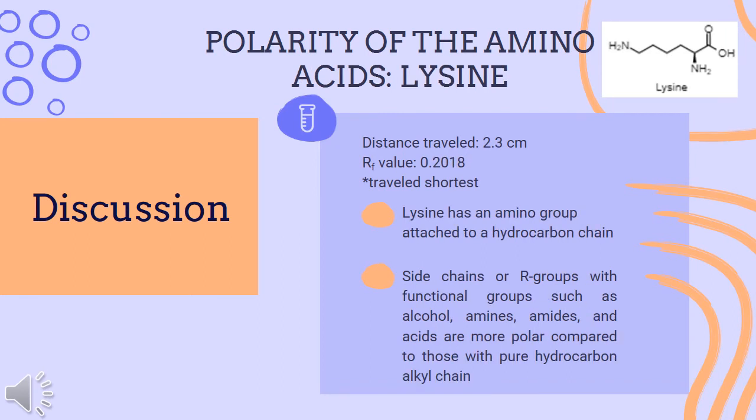On the other hand, the amino acid that traveled the shortest distance is lysine. The structure of lysine shows that it has an amino group in its side chain. Side chains or R groups with functional groups such as alcohol, amines, amides, and acids are more polar compared to those with pure hydrocarbon alkyl chains. Because of this, it is attracted to the more polar stationary phase and will travel the shortest distance.